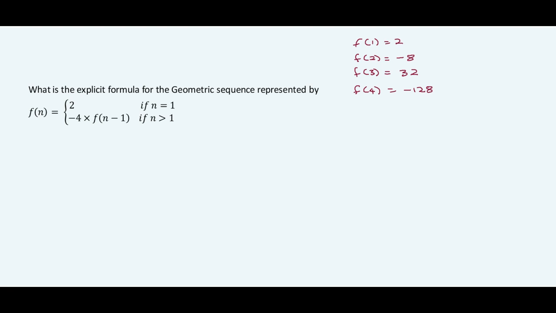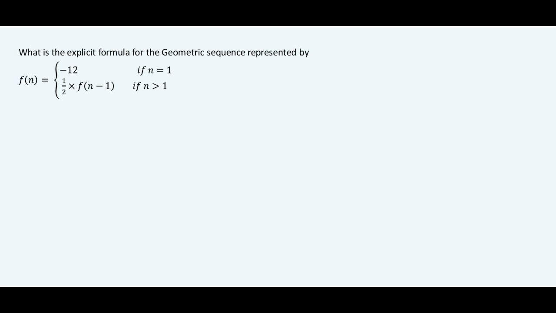So our f of n is a, which is 2, times our ratio right here, negative 4, to the power of n minus 1. So that is our explicit formula. In the second case, we have f of 1 equal to negative 12.